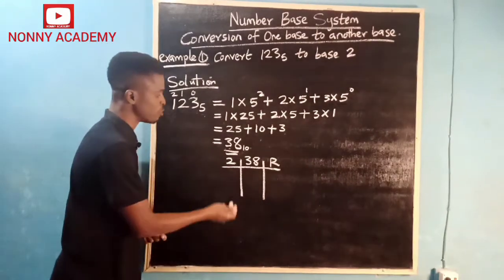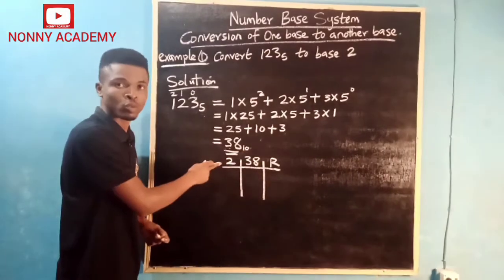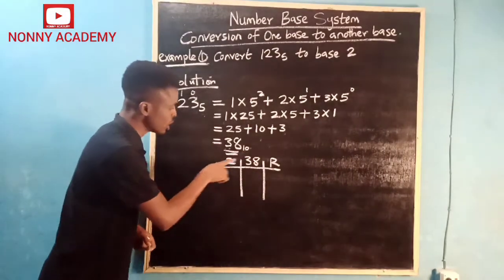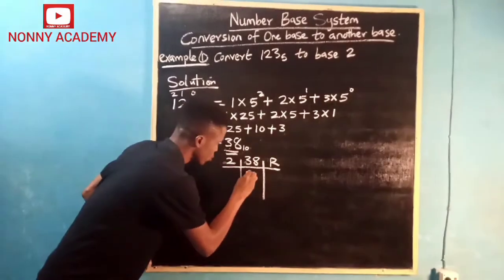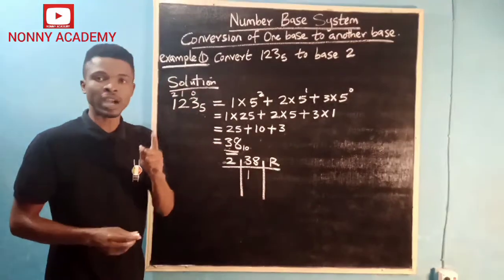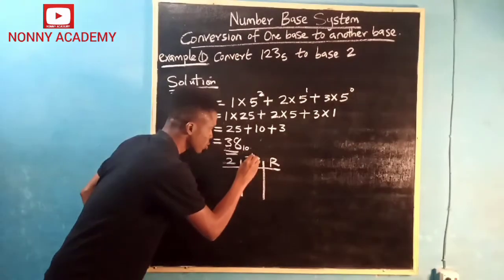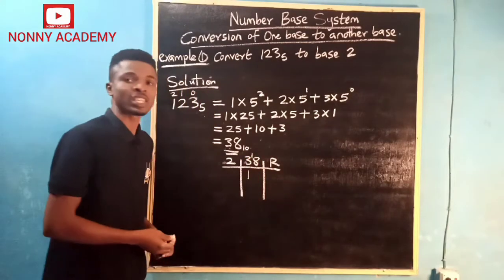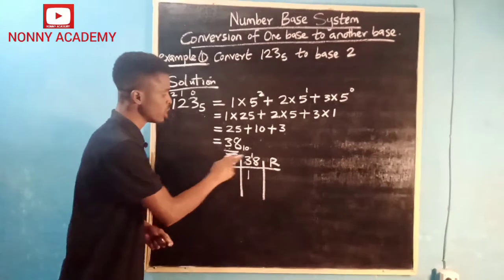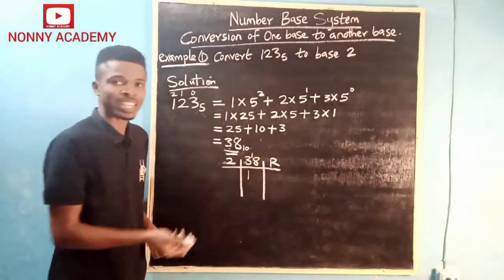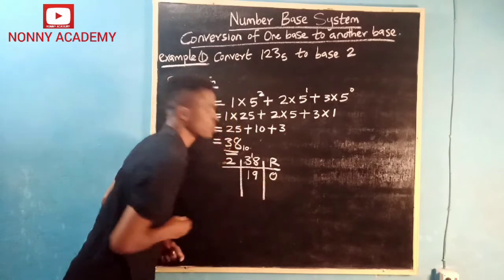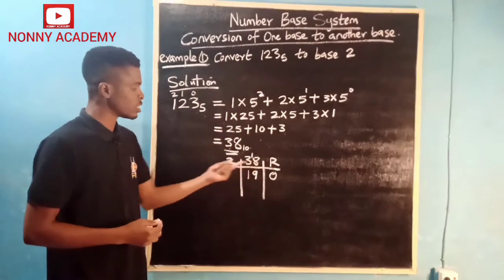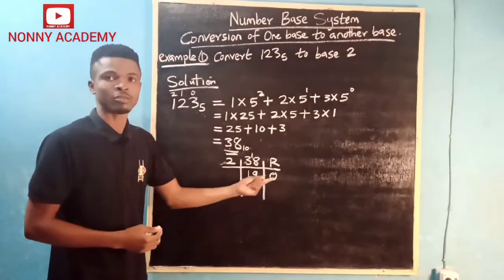Then I start using the long division method. I start by dividing 38 by 2. I say 2 in 3, which is 1, remainder 1. The remainder, I'll put in front of 8 to make it 18. And I'll say 2 in 18 is 9 remainder 0. That is 38 divided by 2, I will get 19 remainder 0.